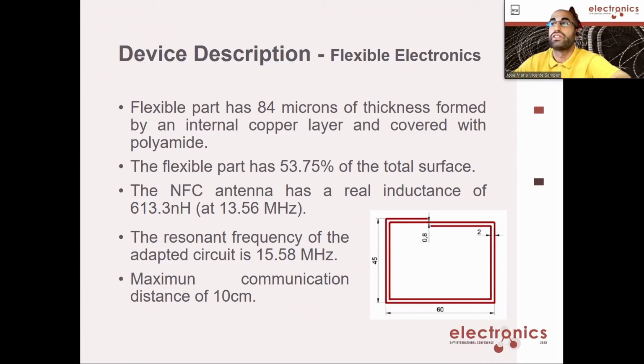The resonance frequency of the adapter circuit is 15.58 MHz, because the manufacturer of the transceiver recommends between 1 and 5 MHz greater than the operation frequency. And the maximum communication distance of the system is about 10 centimeters.